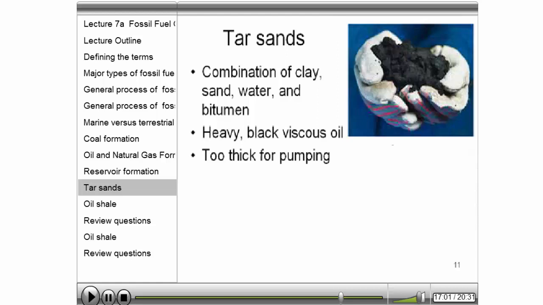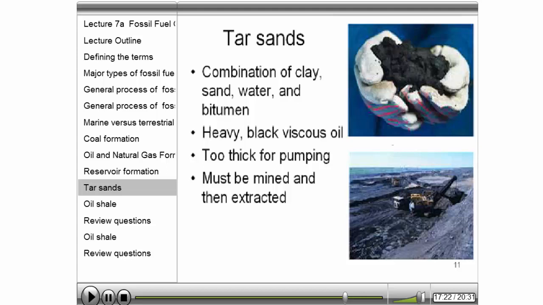It's too thick to pump. The fine grained material around it is not rigid like the rock materials with the fractures that contain the oil in reservoir formations for oil and natural gas. Thus, you can't pump it, so instead it requires some form of mining and then an extraction process to occur once the material has been brought to the surface. And this can cause widespread destruction of land surfaces and ecosystems, much as surface coal mining, which we'll talk about shortly.